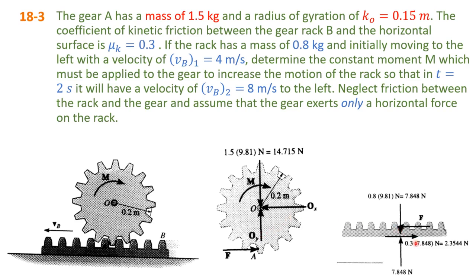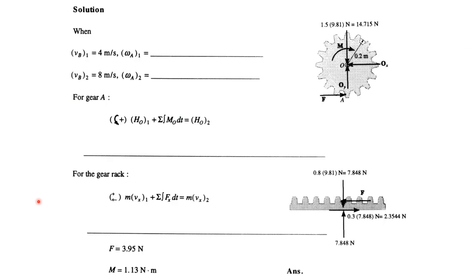On the other side, for the rack on the horizontal surface, we have the normal force and the friction force, which tries to resist the movement to the left by going to the right. We also have the force exerted by the gear going to the left and the weight going downward. So the solution is done by first noting we have omega 1 and omega 2 on the gear, and velocity 1 and velocity 2 on the rack.